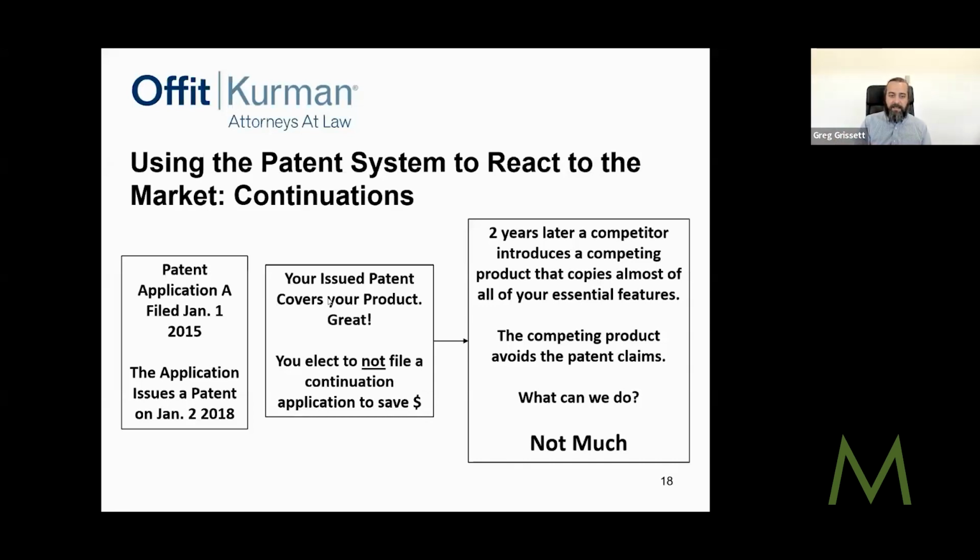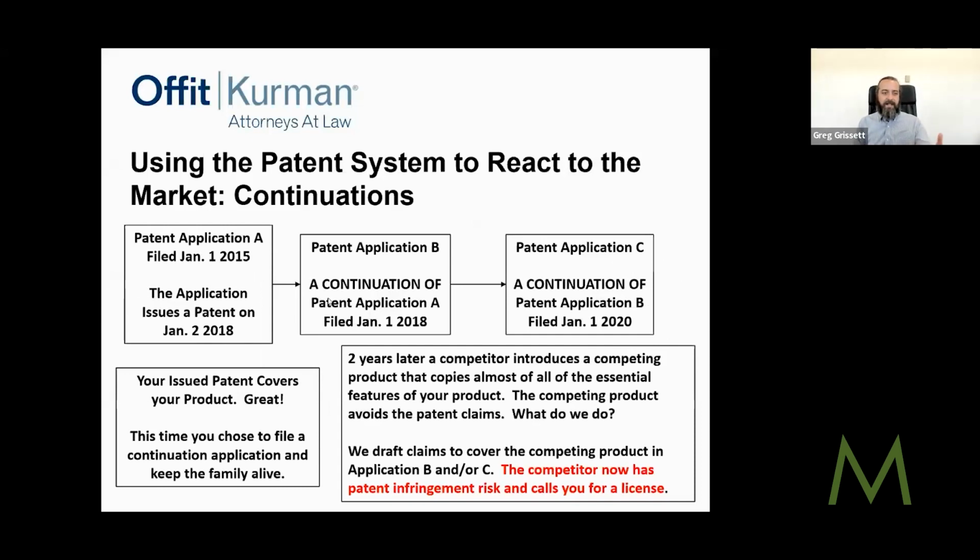If we look at the next example, let's say you filed your patent application, it issues in 2018, you've got your product covered, you file two applications, continuations, application B and application C, same example. Two years later, competitor comes along, copies your product, but avoids the first patent somehow. Now, what do you do?